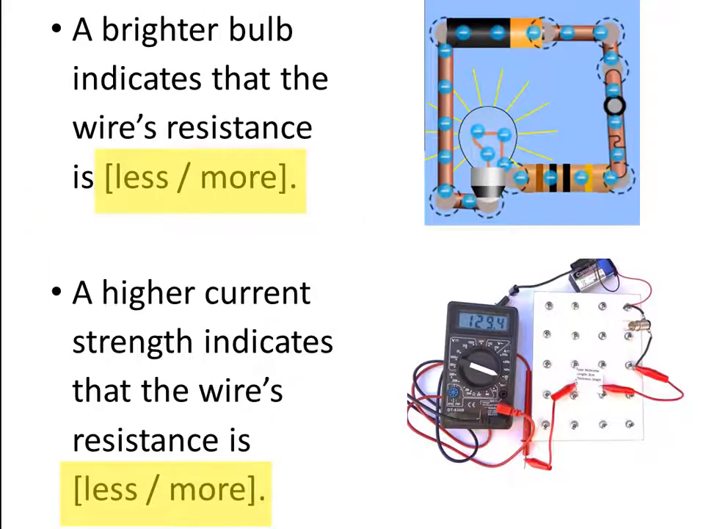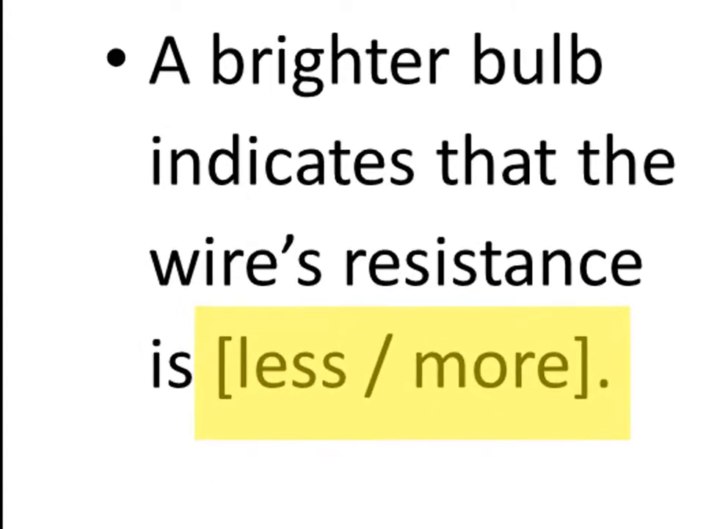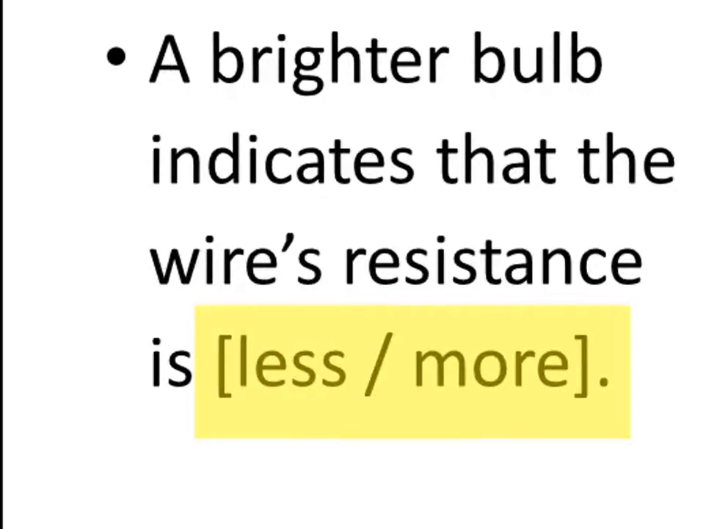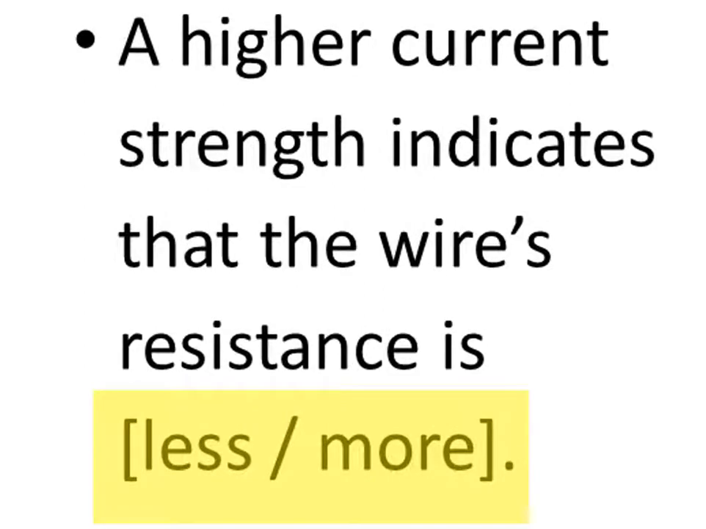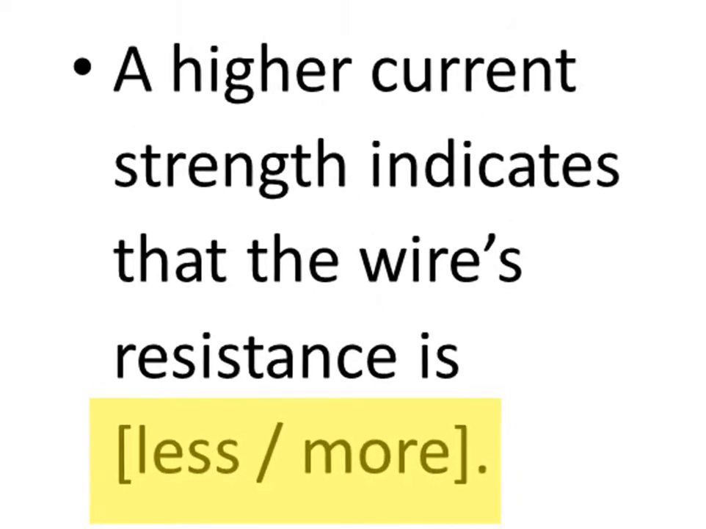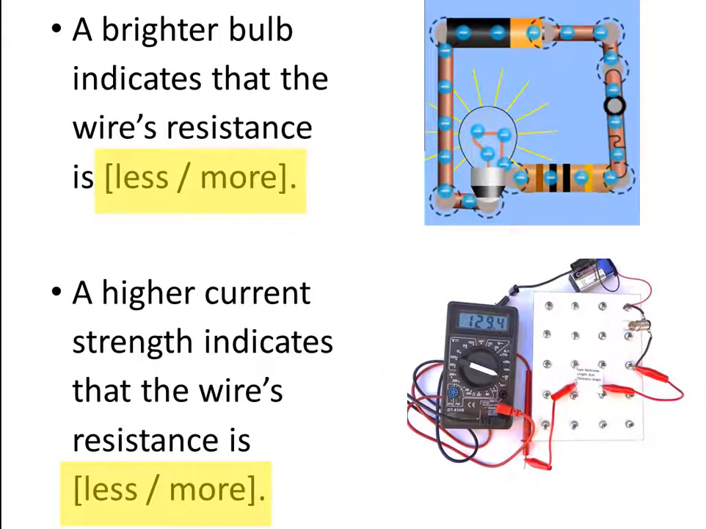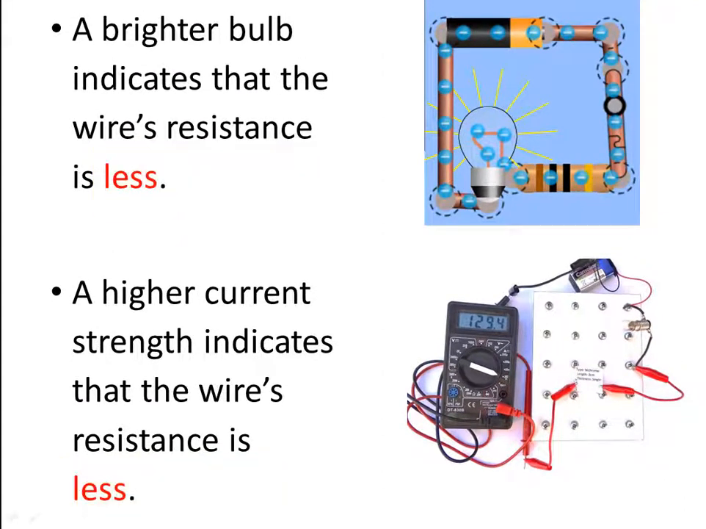How are we going to make use of these two? If we see that one circuit has a brighter bulb than the other, what will that tell us about that circuit's resistance? If we see that one circuit has a higher current strength than the other, what will that tell us about that circuit's resistance? Complete these two gaps. A brighter bulb or a higher current strength will show us that that circuit has a lower resistance than the other circuit.